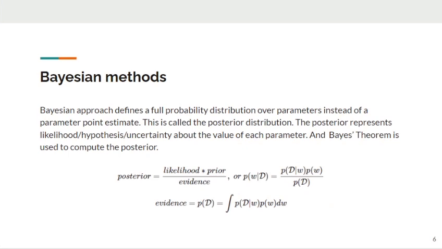Bayesian methods. The Bayesian approach defines a full probability distribution over parameters instead of a parameter point estimate. This is called the posterior distribution. The posterior represents likelihood, hypothesis, or uncertainty about the value of each parameter, and Bayes' theorem is used to compute the posterior using the following equation that is shown on this screen.